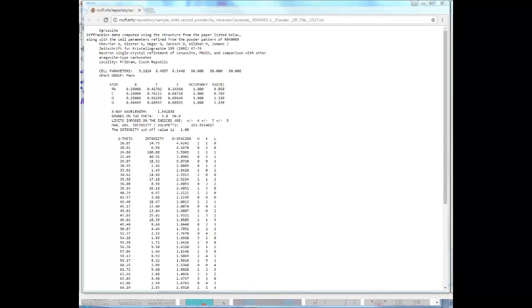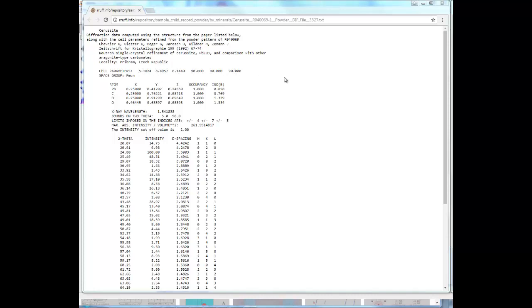So here it is, cerussite again. I went into RRUFF and looked at the space group, which is this one here, Pmcn. These are the lattice positions of some of the atoms within the unit cell, and you've got the lattice dimensions a, b, and c, and these are the angles.